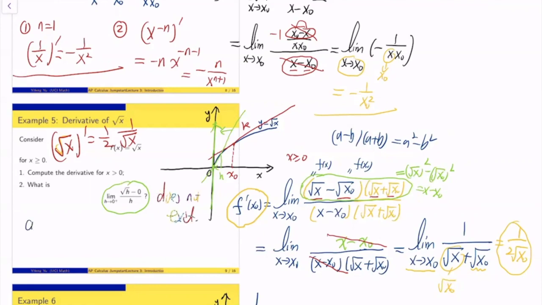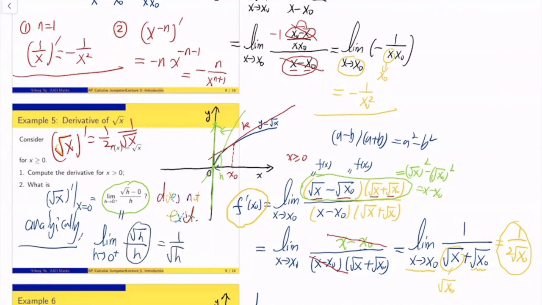Let's do this analytically. We can view this as the derivative at the point x equals zero. This is just the limit as h approaches zero from the right-hand side of the square root of h over h, which simplifies to 1 over the square root of h. The numerator is constant 1, but the denominator goes to zero. So it's 1 over 0, which goes to plus infinity. So the limit does not exist. This is consistent with the geometric picture: the tangent line is vertical, so the slope does not exist.